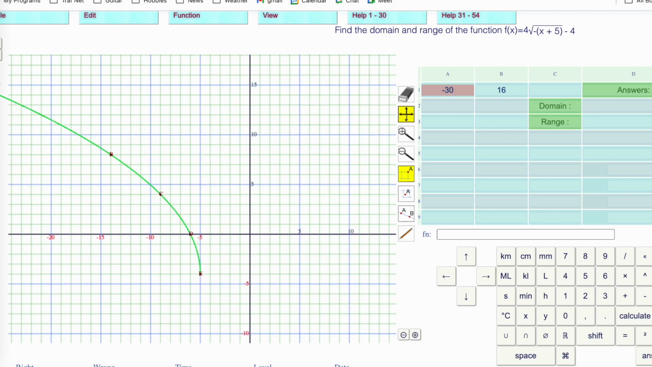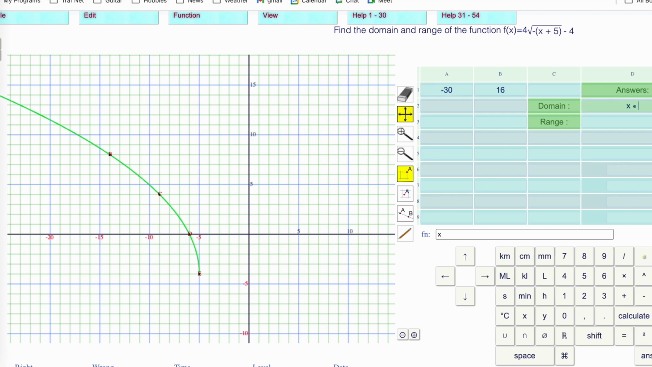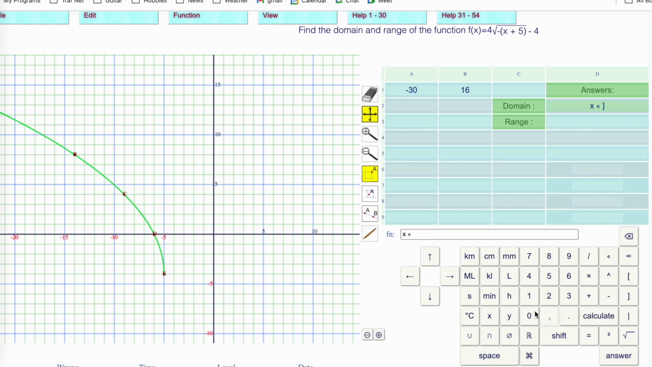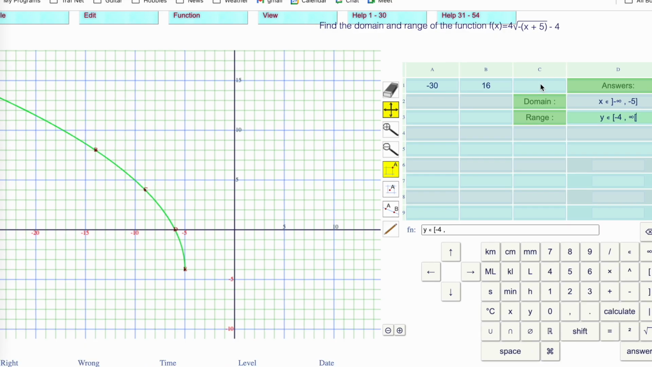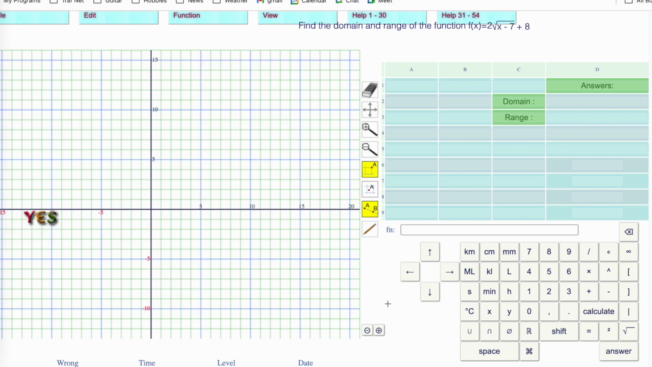The domain is from negative infinity, and then it stops at negative 5. x is a member of reject bracket around infinity, negative infinity, comma, and then it stops at negative 5, then accept bracket around the negative 5. The range, we also have a start and stop. The lowest value for the range is the vertex here. That's negative 4. y is a member of accept bracket on negative 4. It's going to keep going up forever to infinity, and then reject bracket on the infinity. Then we press answer to see if we are correct.